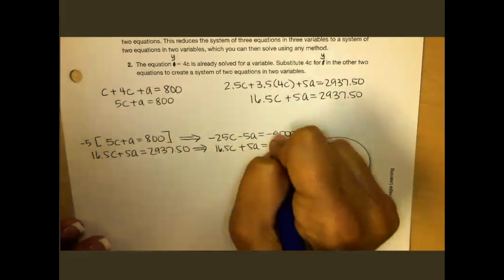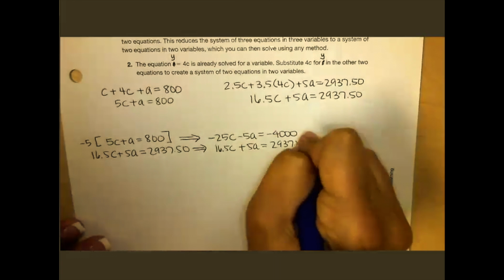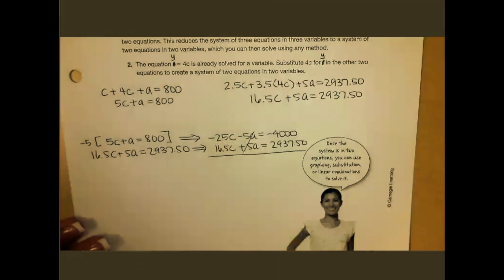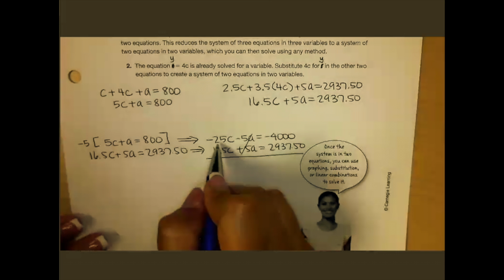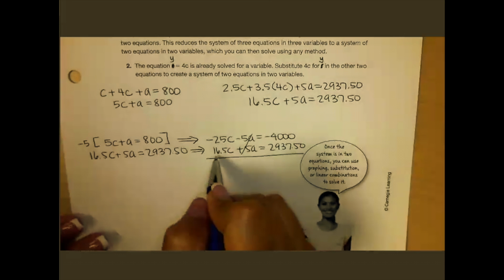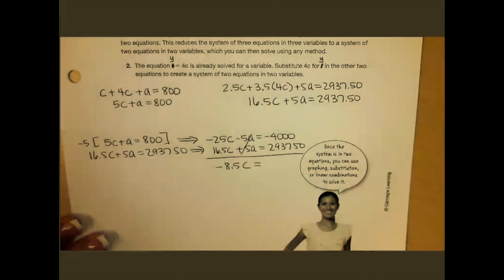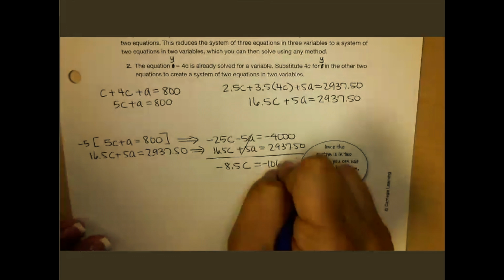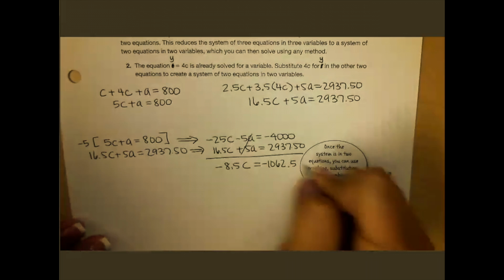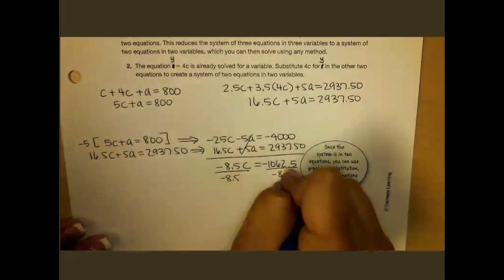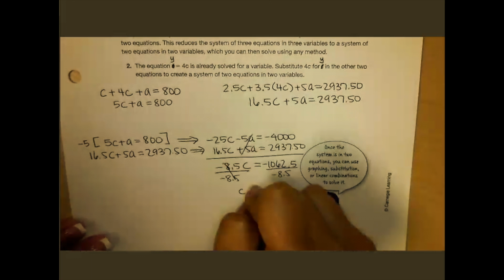And now we're ready to add the two equations together. So negative 5A plus 5A is 0. That goes away. That's what we wanted. Negative 25 and 16.5C give me a negative 8.5C. And negative 4,000 and 2937.50 gives me a negative 1062.5. My last step is to divide by negative 8.5. So C is equal to 125.